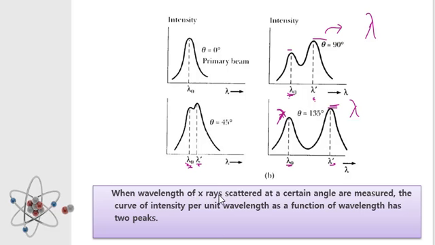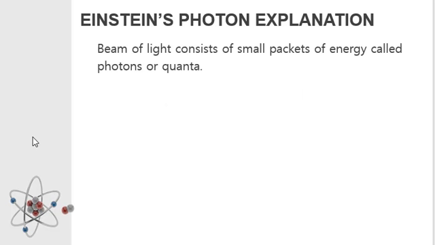So when the wavelength of X-ray is scattered at a certain angle, they are measured. The curve of intensity per unit wavelength as a function of wavelength has two peaks. So because of those two peaks observed, we can now say that the wavelength has changed, unlike in the classical theory, where the wavelength is not expected to change.